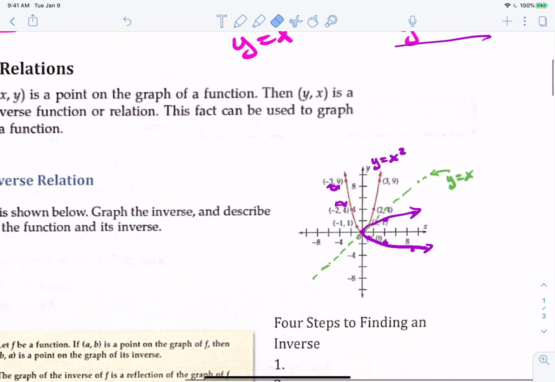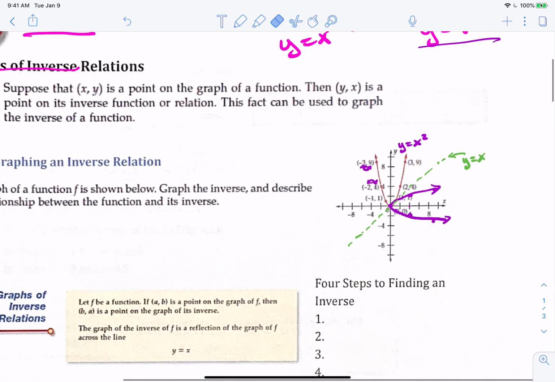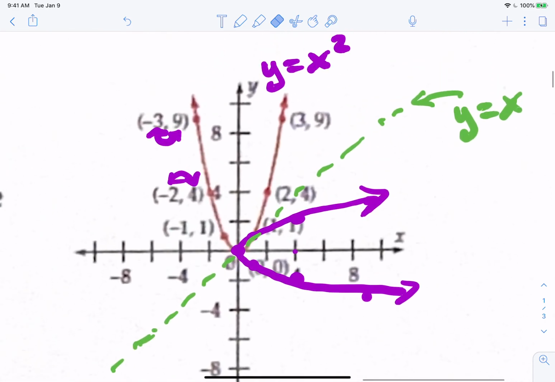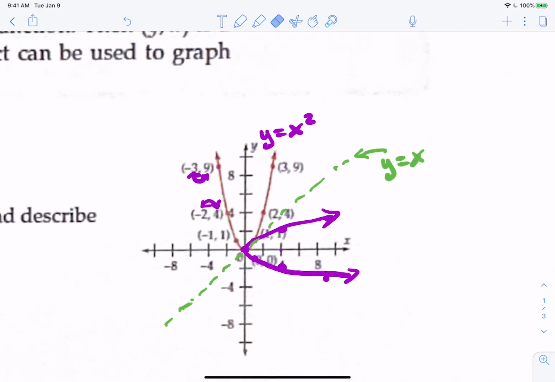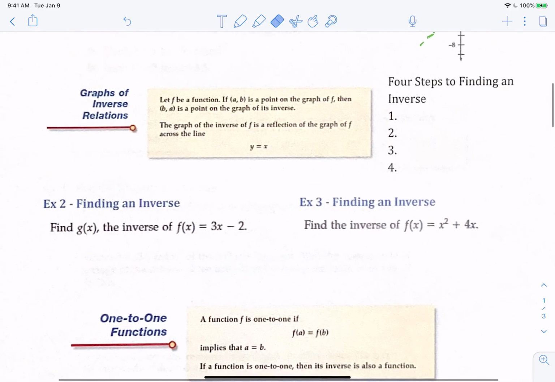Now, suppose that we are not starting with the graph and that we can just flip the points around, because that would be convenient, right? Suppose we're starting with an equation like f of x equals 3x minus 2. How do I invert that? Or how do I find the inverse of that equation?